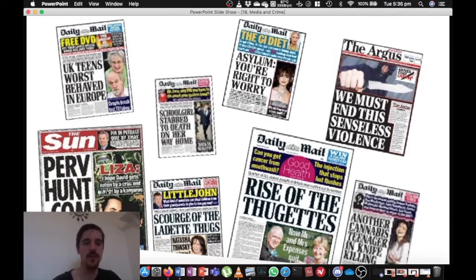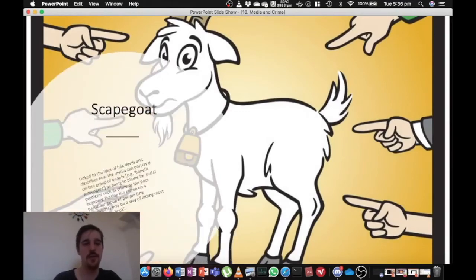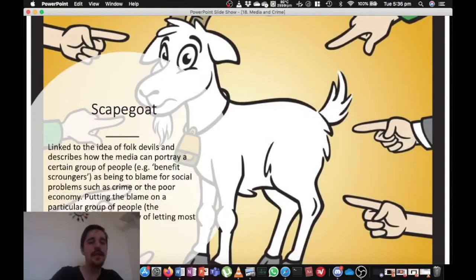These are the devils of society. And these are closely related to scapegoats. They are linked to the idea of folk devils, but describe more how a certain group of people are to blame for society's problems. So in Australia we call them dole bludgers, or we refer to these people who are living off benefits as the cause for why the economy is so poor. Boomers obviously have been a more recent scapegoat. People like to blame boomers for the failing economy or for the housing market.